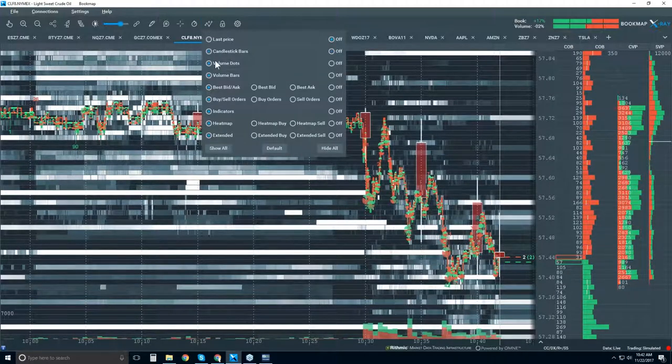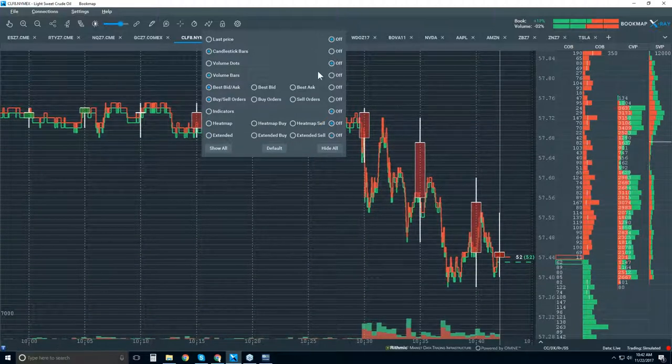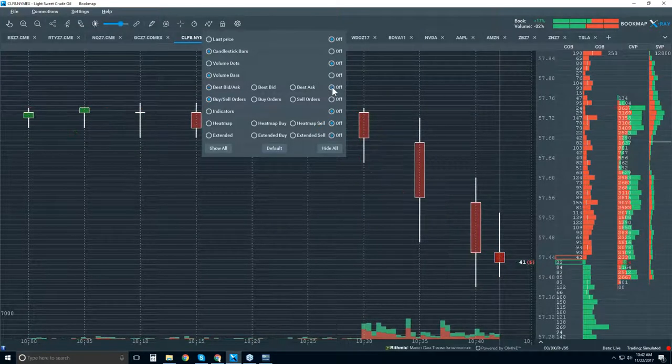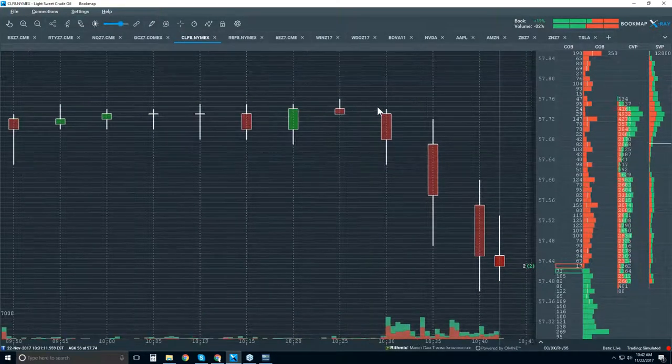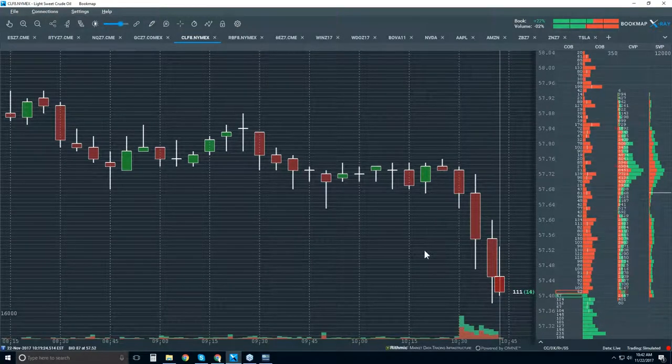Let's further this discussion, and we're going to turn off all of the other data here. And we're just going to look at a 5-minute candlestick chart. The concept of a 5-minute candlestick chart is actually more advanced than what we're showing in Bookmap. Open, high, low, close, understanding wicks, understanding pressure, etc.